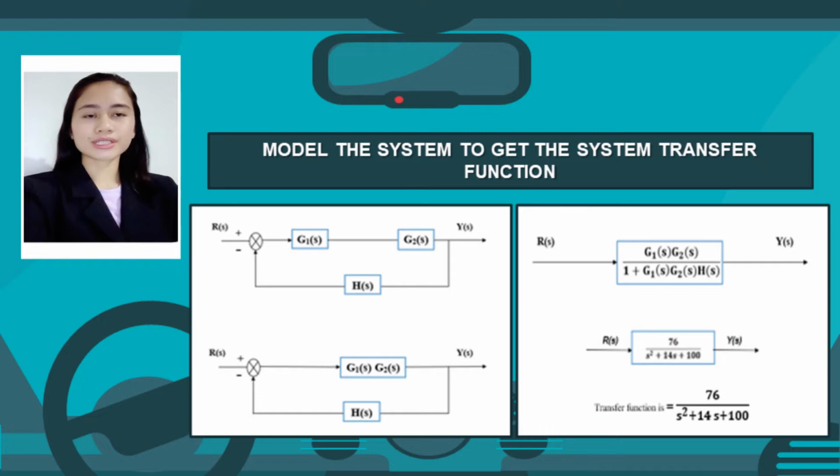This is our system modeling to get the system transfer function. It's from input and feedback. After we solve the equation, we get G1(s) G2(s) over 1 plus G1(s) G2(s) H(s). The final value we assume is 76 over s squared plus 14s plus 100.